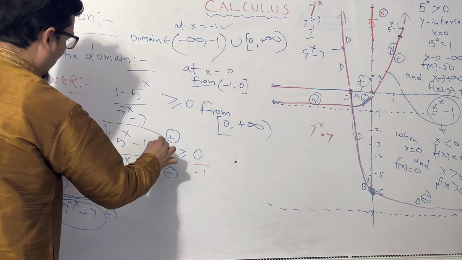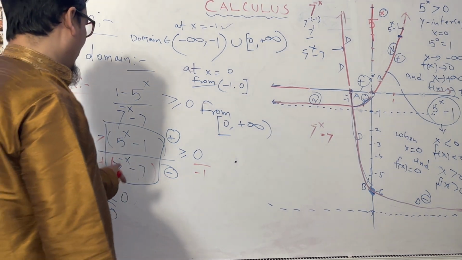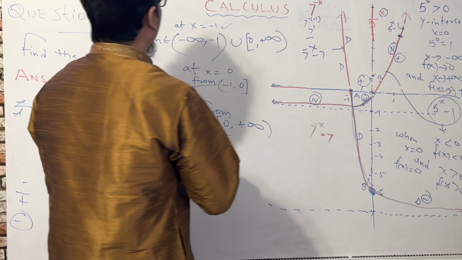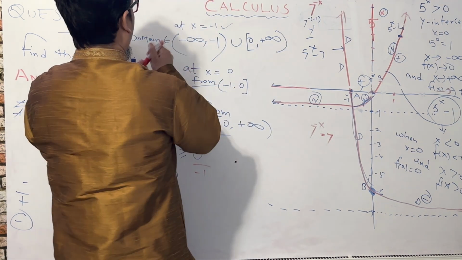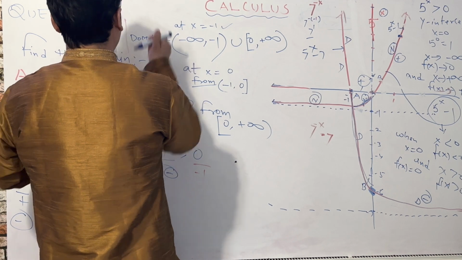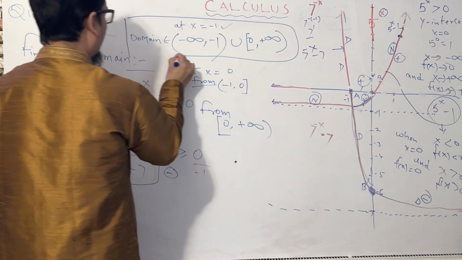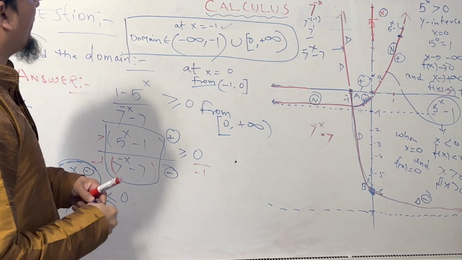5 power x plus 1 divided by 5 power x minus 1 divided by 7 power minus x minus 7. So this is your domain. You can see this is your domain.